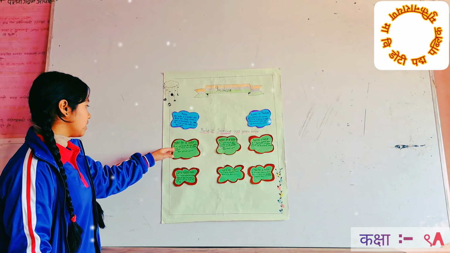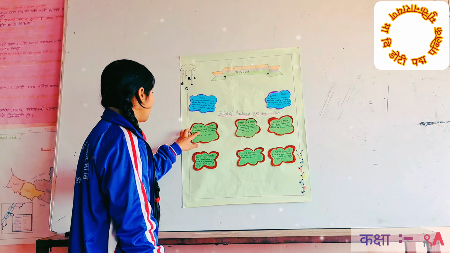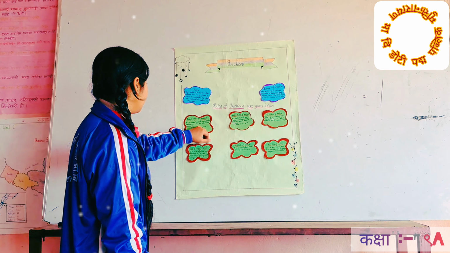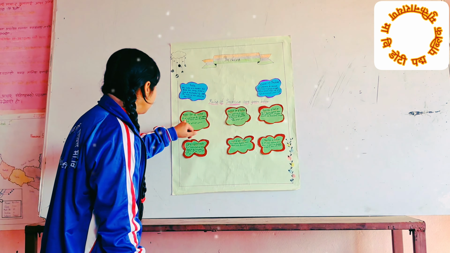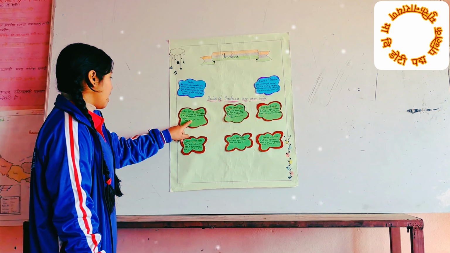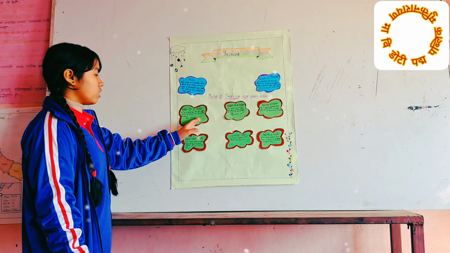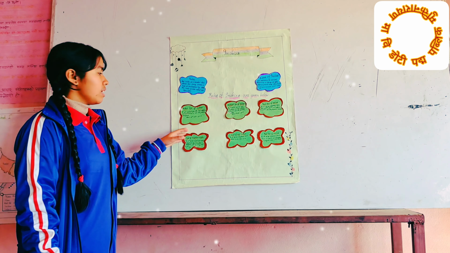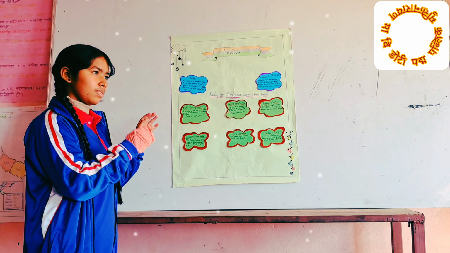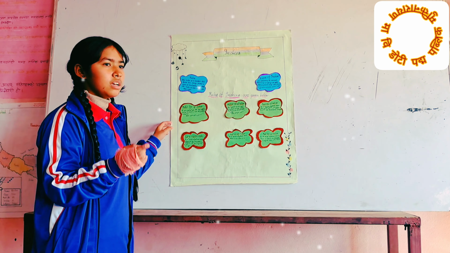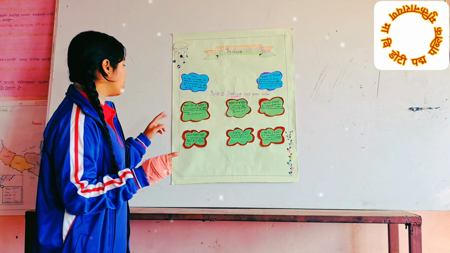Product law of indices. If a to the power m and a to the power n are two algebraic terms and m and n are positive integers, then a to the power m into a to the power n is equal to a to the power m plus n. It means if the operation is multiplication, we add both of the powers.